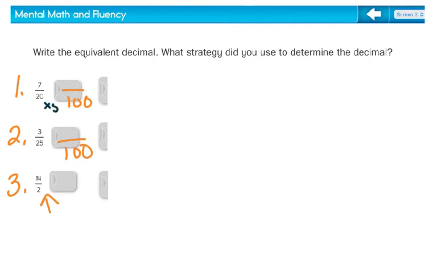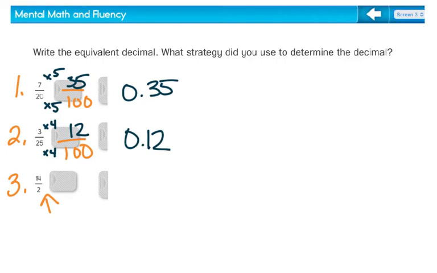Number 1, I multiply the bottom by 5, so I multiply the top by 5. 35 hundredths. If I multiply 25 times 4, I get 100, so I multiply the top by 4. 3 times 4 is 12. 12 hundredths. We're going to change the improper fraction in number 3 and say how many 2's are there in 14? 7. How do we write 7 as a decimal? We can leave it just as 7 or 7 and 0/10.